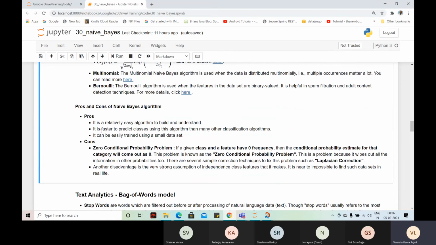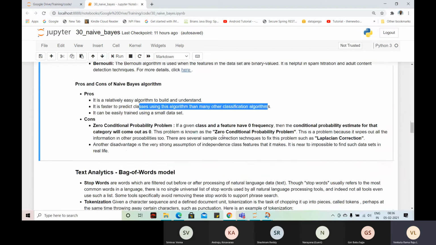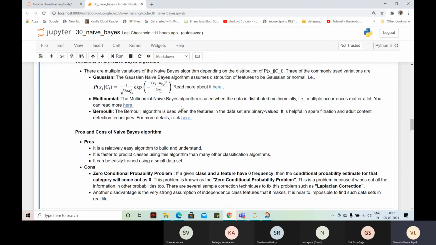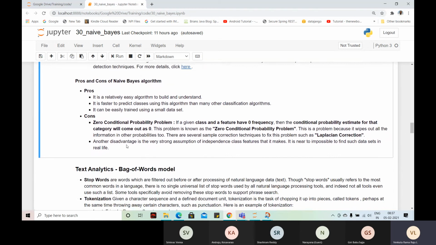It is faster to predict classes using this algorithm than many other algorithms, because it is just a simple probability calculation. And it can be easily trained using small data sets. Maybe big data sets also we can calculate, but we need to do groundwork. We need to create a database of all these contingencies, likelihood tables and frequency tables, and using them we can implement it. I never did it, but we can. It's not a too powerful algorithm. No need to struggle to implement it, because we have other algorithms which can help us in many other ways.